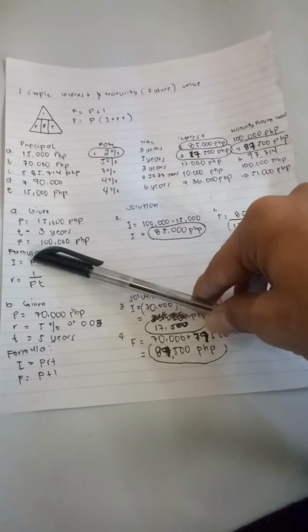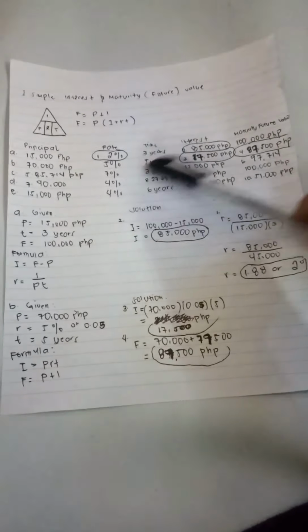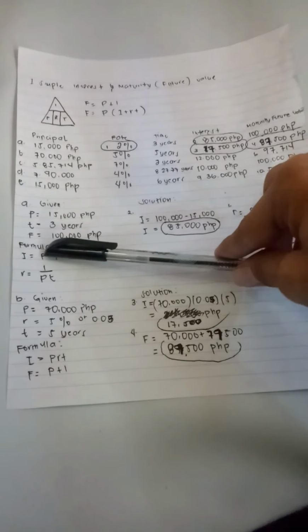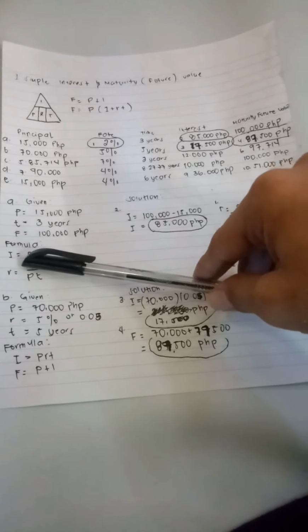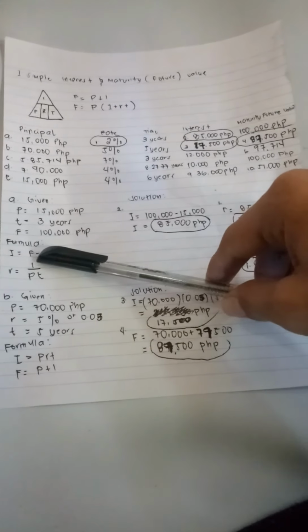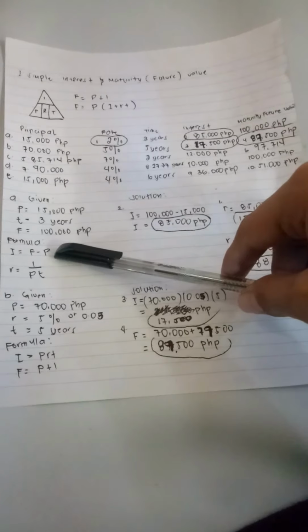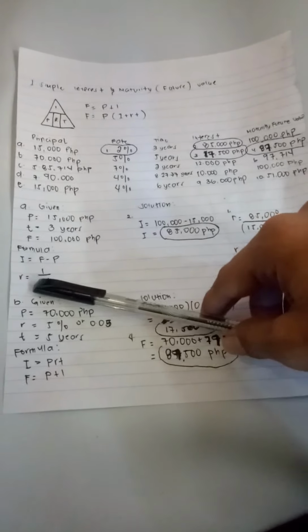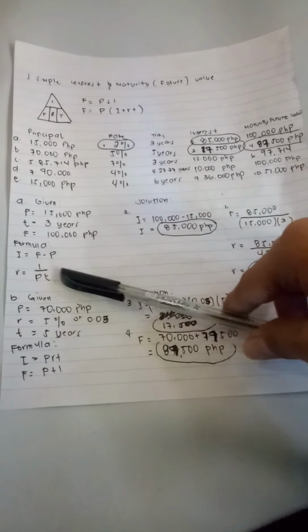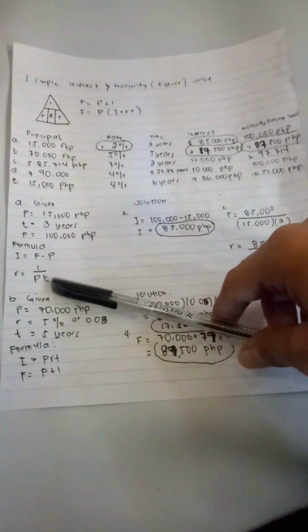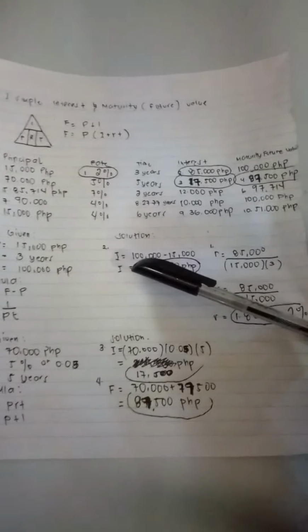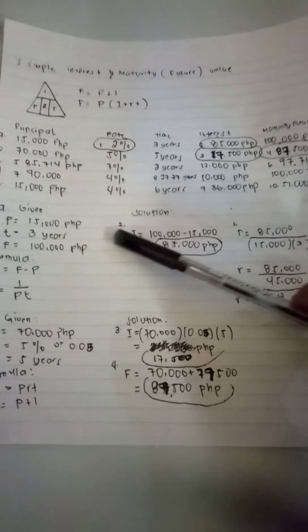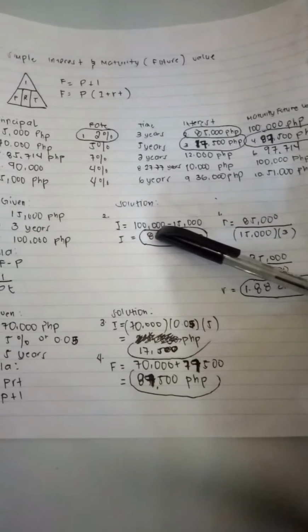And for the formula po, ang hinahanap po sa 1 is yung interest and then yung rate. For the formula po, interest is equals to maturity future value minus principal. Then, yung formula naman po sa rate equals to interest over principal times time. For the solution naman po, para makuha natin yung interest, i-distribute lang po natin yung given natin sa formula.